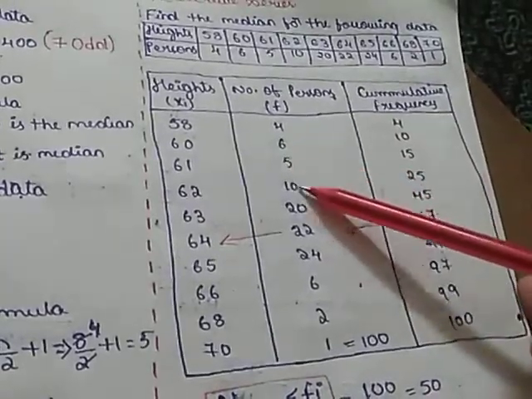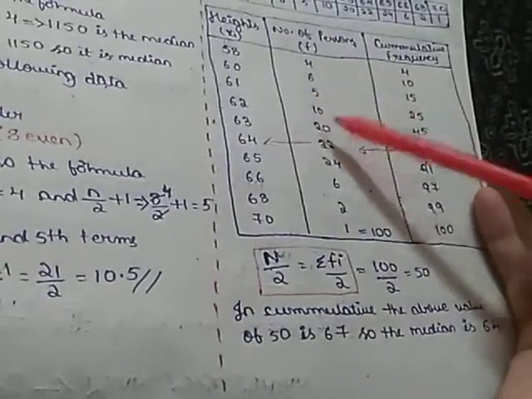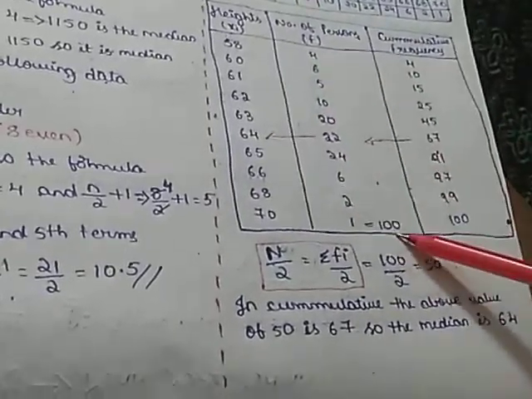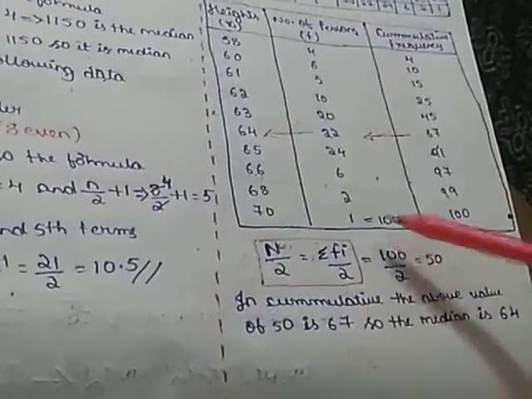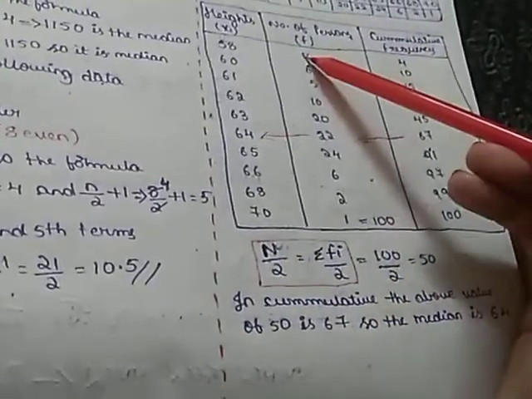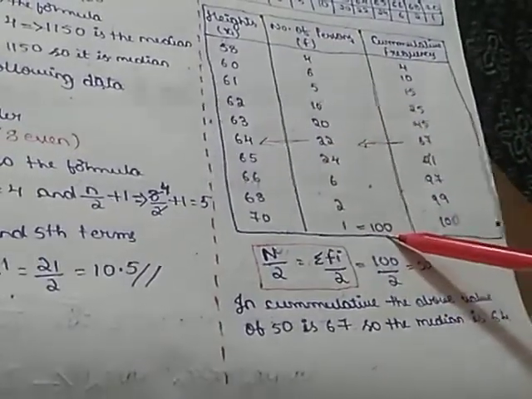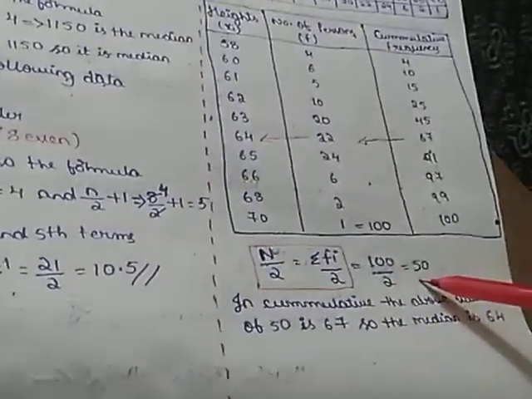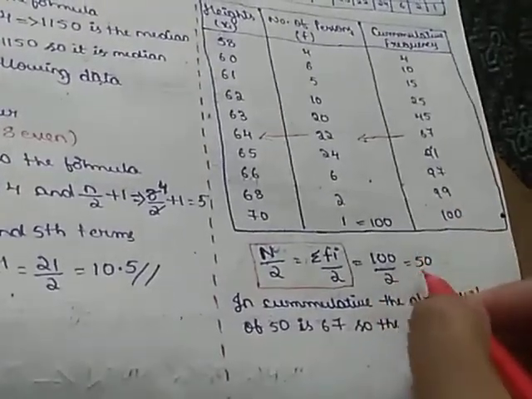Okay, for the discrete series, the formula is n by 2. Here n means the total. By adding the frequencies, the total we get is 100. So n by 2 is 100 by 2, which equals 50. So we have to check 50.